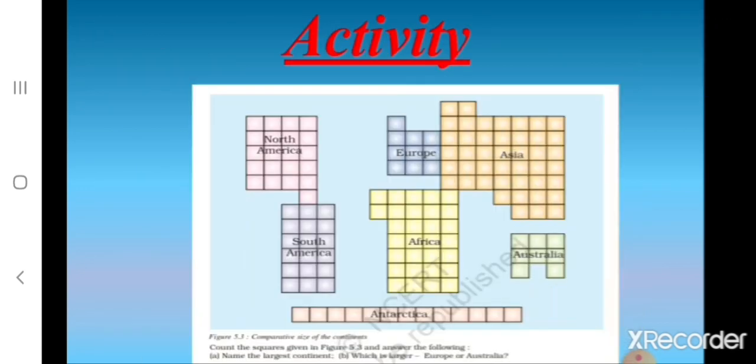Now children, let us solve this activity. Can you name the largest continent? Asia is the largest continent. And which is larger, Europe or Australia? Europe is larger than Australia. Now children, let's have a quiz.